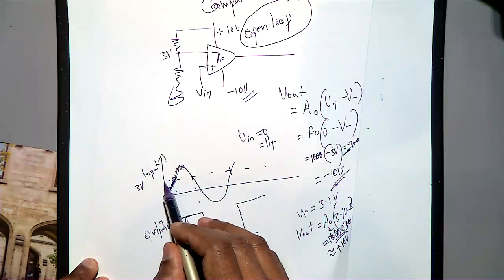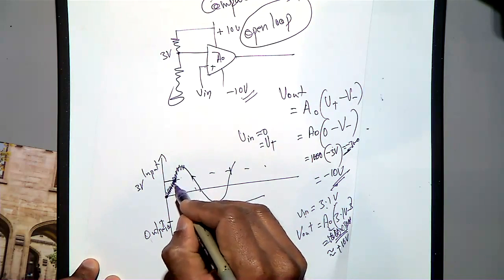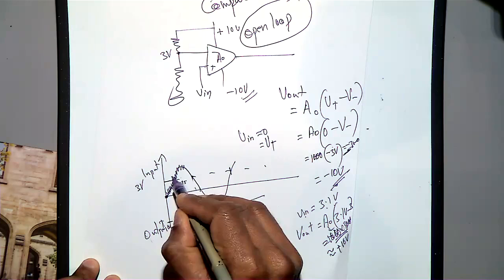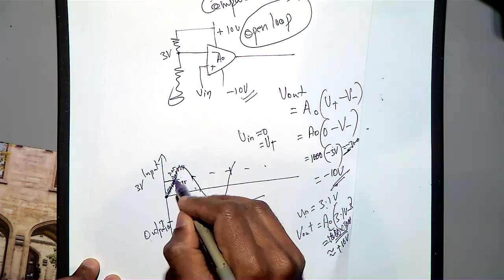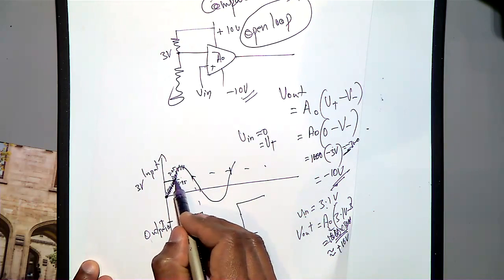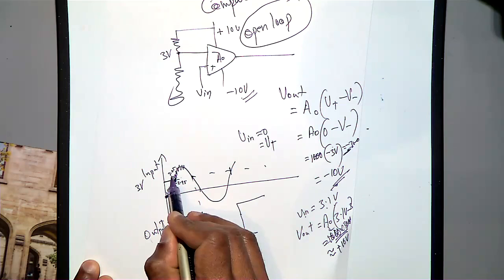So why is this happening? Because at this point you have 3 volt, and your noise is starting from 2.95 to 3.05. That is the range of the noise, and your threshold voltage is 3 volt. You know what I mean? So at 2.95 your noise is starting, and at 3.05 your noise is stopping. You know what I meant?